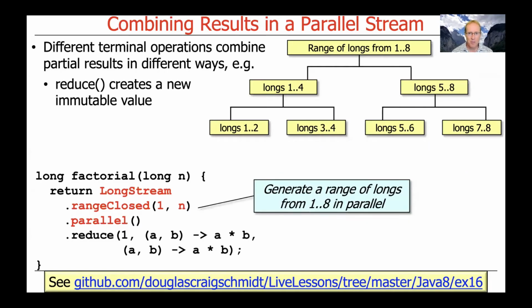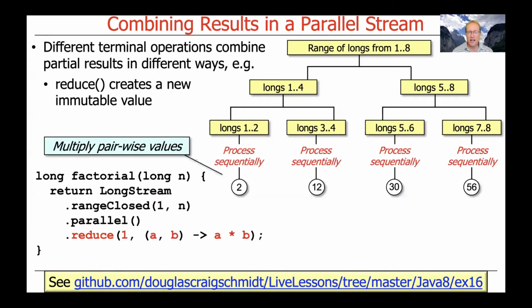So here's a very simple example to illustrate how things work. This is the example from my EX16 folder. We've looked at this before. This is doing the factorial computation in parallel using a parallel stream and the reduce operation. Just to make everything fit on one slide, we're going to be doing the nth factorial where n is 8. So the way this is going to work, as you can see from the diagram, is we're going to generate a range of longs from 1 to 8 in parallel. And because of the way that the spliterators work, that's going to get chunked up into smaller and smaller subchunks until we get to something atomic.